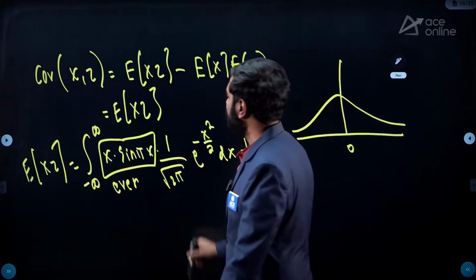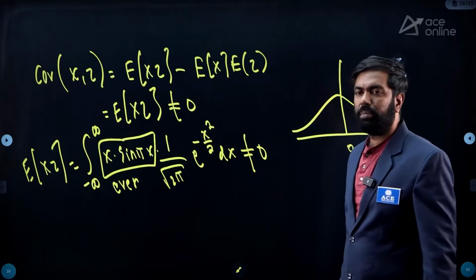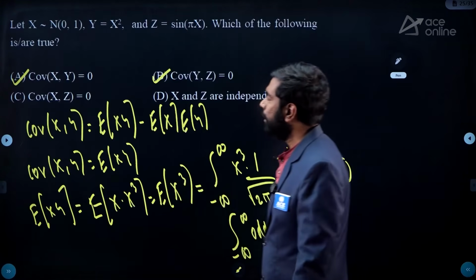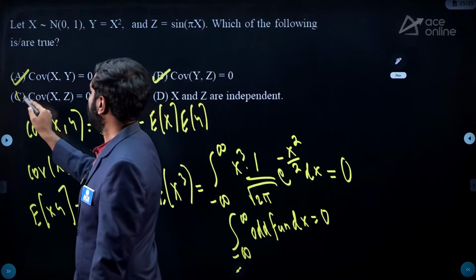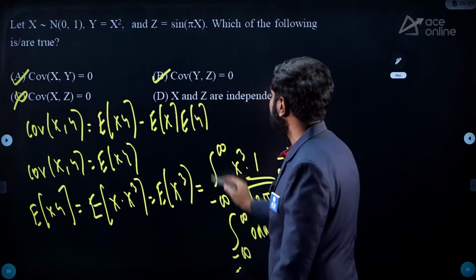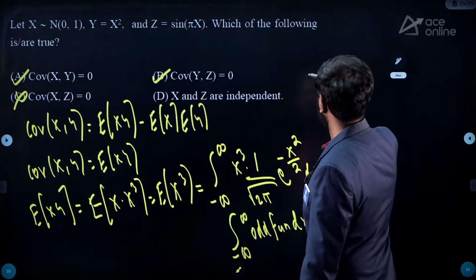This need not be 0 means this need not be 0. So the covariance of x comma z need not be 0. So you can't say that this is 0, this is false. A, B are true so far, and then he says x and z are independent. X and z are independent.